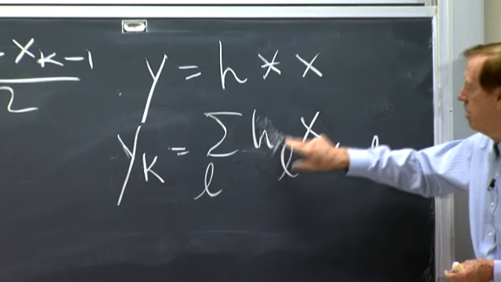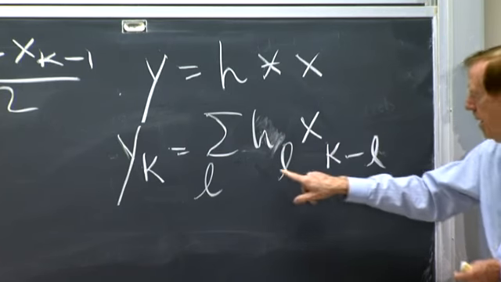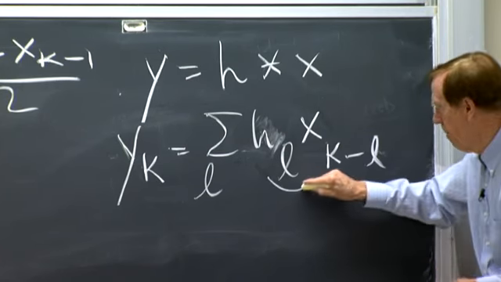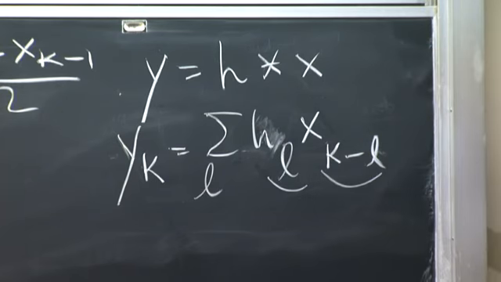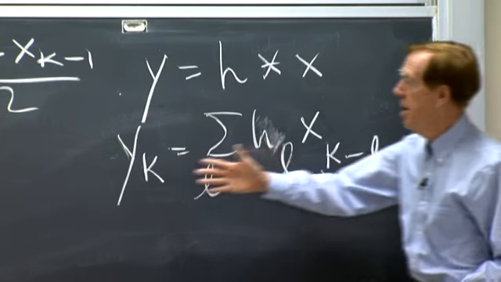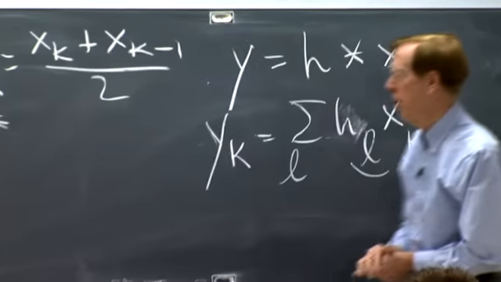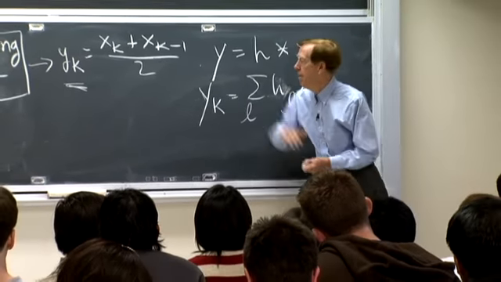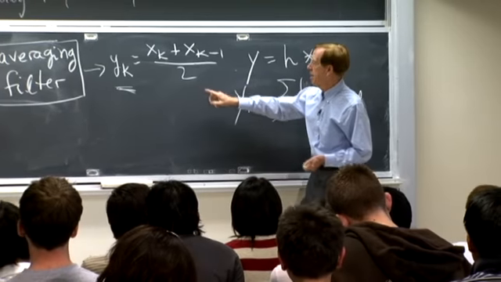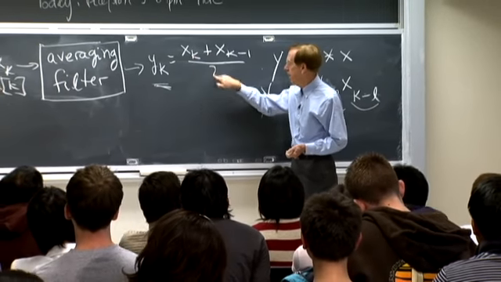Those numbers h multiply the x's with this familiar rule to give the kth output. Okay, let's have no mystery here. What are the h's if this is the output? Well, I want to match that with that. So here I see that this takes xk, multiplies by half.